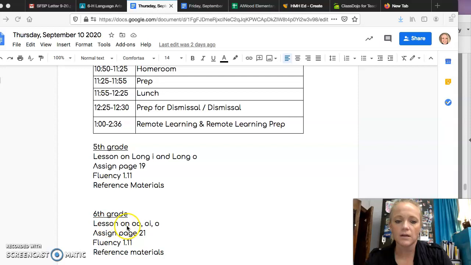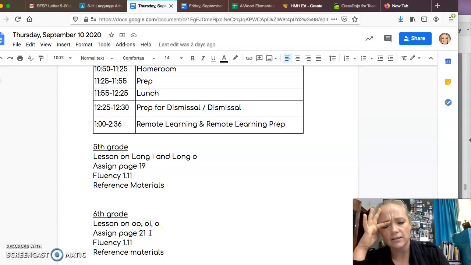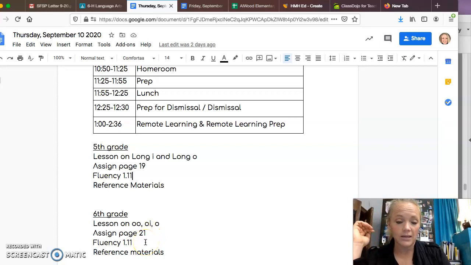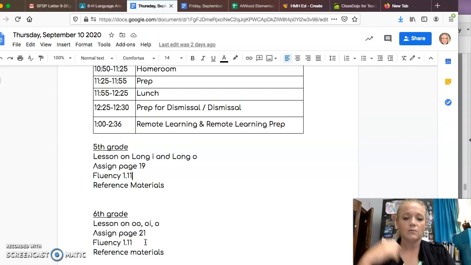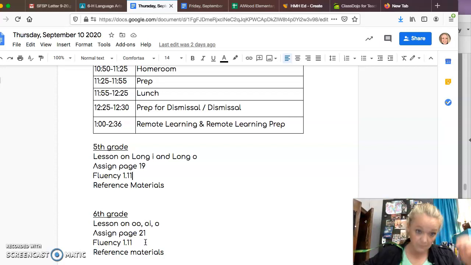First one was on the vowel sounds oo, oi, ah, spelled A-U, I believe. I feel like there was another one, but we'll get there when we get there. I'll double check it. And after that lesson, there was a short vowel assignment, which was page 21. We did a fluency exercise where you mimic me, and then I did a quick lesson on reference materials.